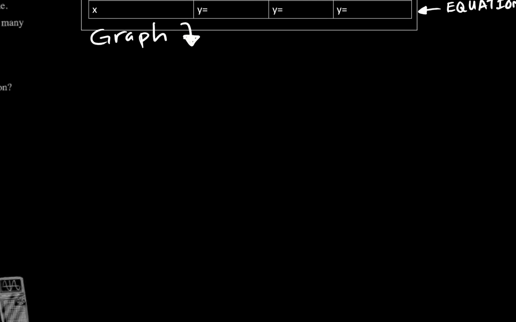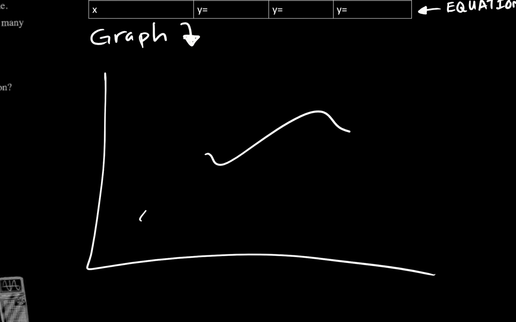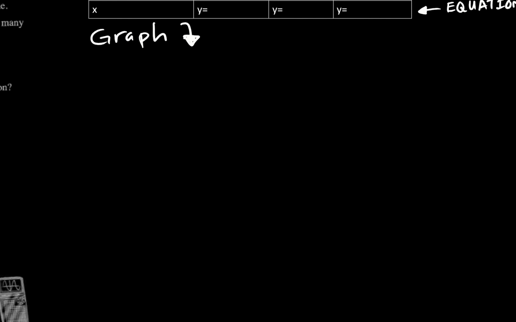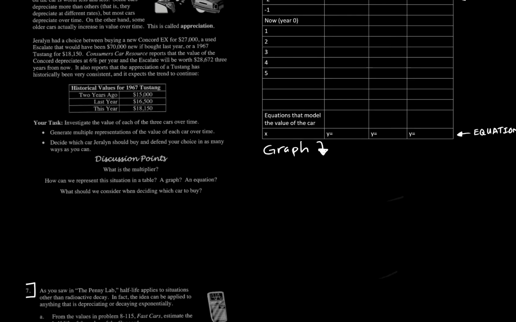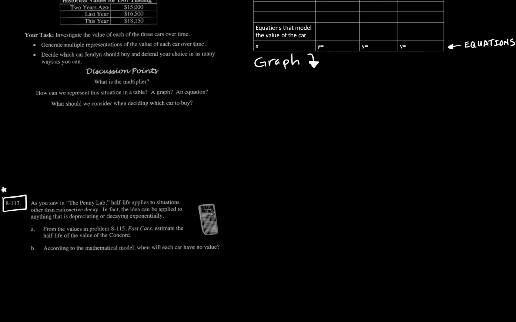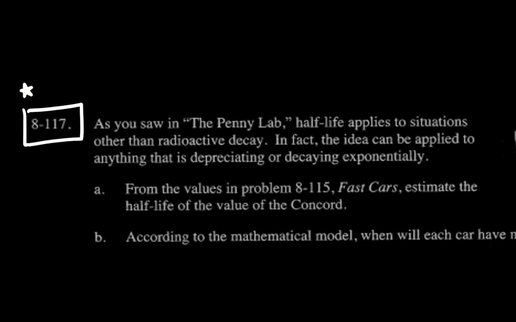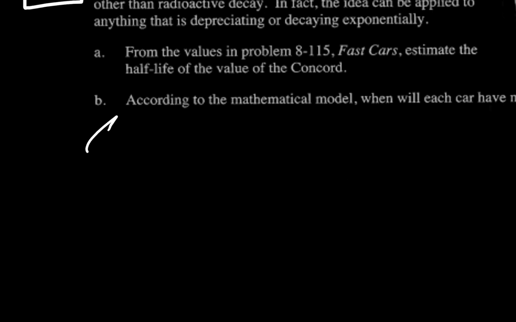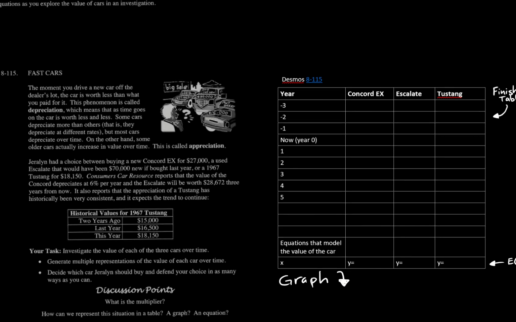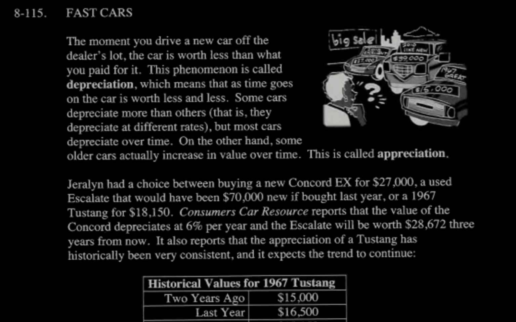So when I open this up, I should see some kind of a graph here for all those functions. That'll be produced in Desmos. There's one other question below, question 117, that I'll also look at your response to, and you'll just respond to that here in text. So let's move up to here, fast cars.